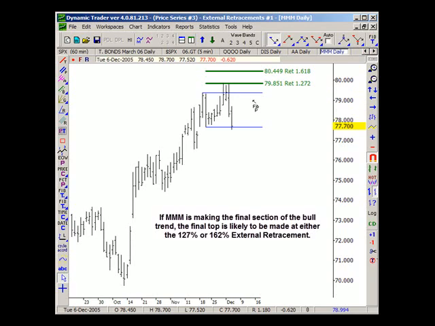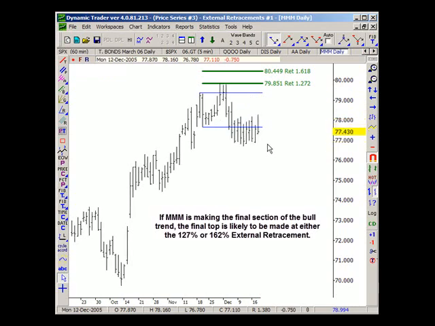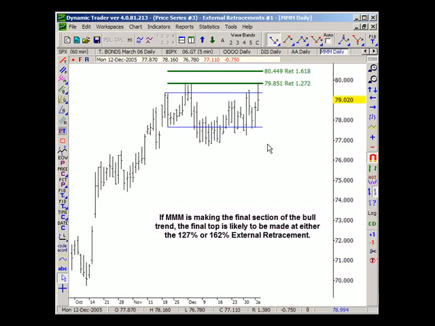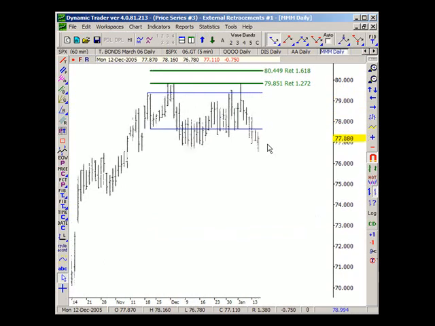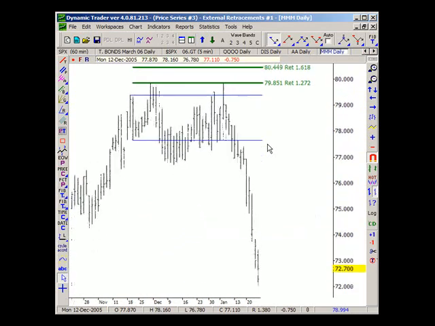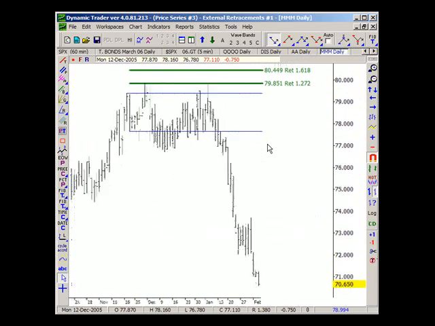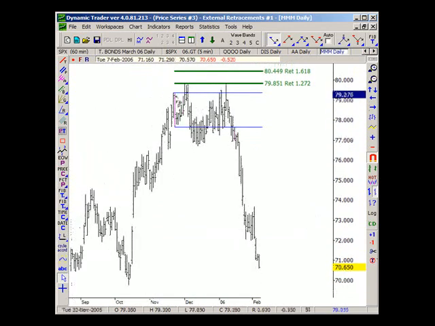Inside day, wide range, reversal day, and outside reversal day down, the market continues lower. Oops, I hit the wrong key there. So add some more bars and just see whether that completed that bear or bull market. Look at that, we came up and tagged it again exactly, and then went down really strongly. Had a double top right on the 127% external retracement of this last little swing down.